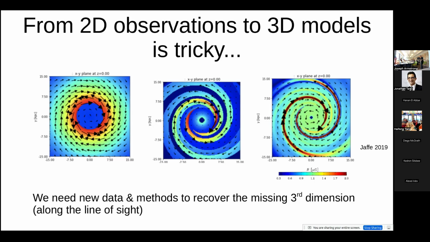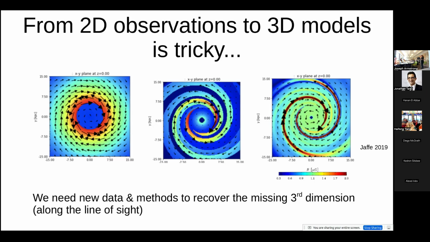And they require div B is 0 or not? Some require div B is 0. Oh, not all. Okay. Yes, why you have reversals is kind of unclear, but good question. Okay.